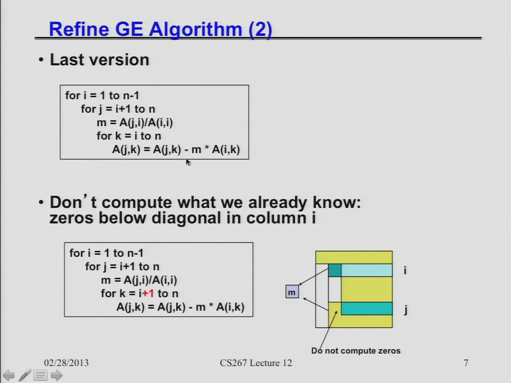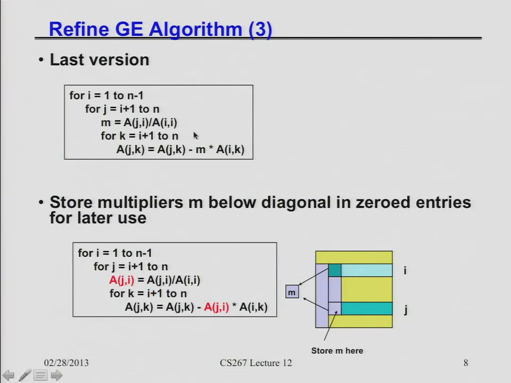Let me just not bother updating that column. All that does to the code is, instead of looping from the ith entry of the row to the nth, I'll loop from the I plus first to the nth. Okay? That's the next optimization. And so I put that code up there again.